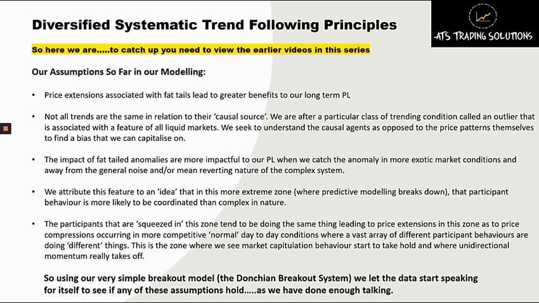Also, not all trends are the same in relation to their causal source. We are after a particular class of trending condition that is applicable to all liquid tradable instruments from time to time, namely the outlier, which is located in the fat tail of the distribution. Remember also, we are looking for what causes the bias as opposed to the visual identification of a trending condition. If we can isolate the causal source, we can harvest the bias that arises from it.